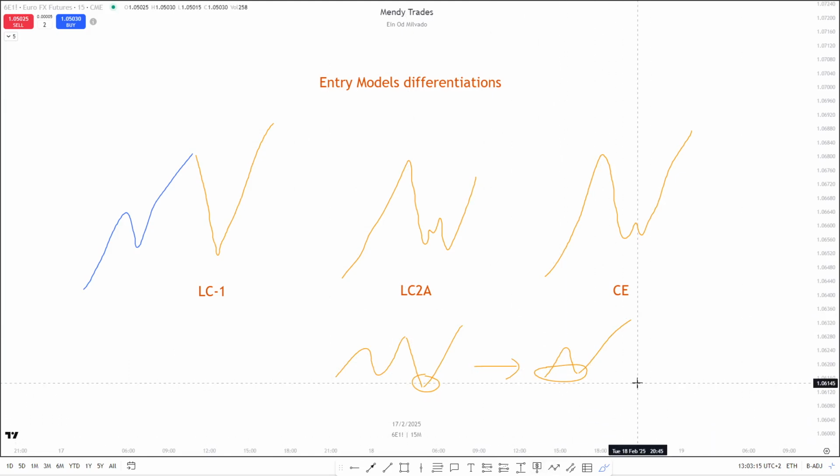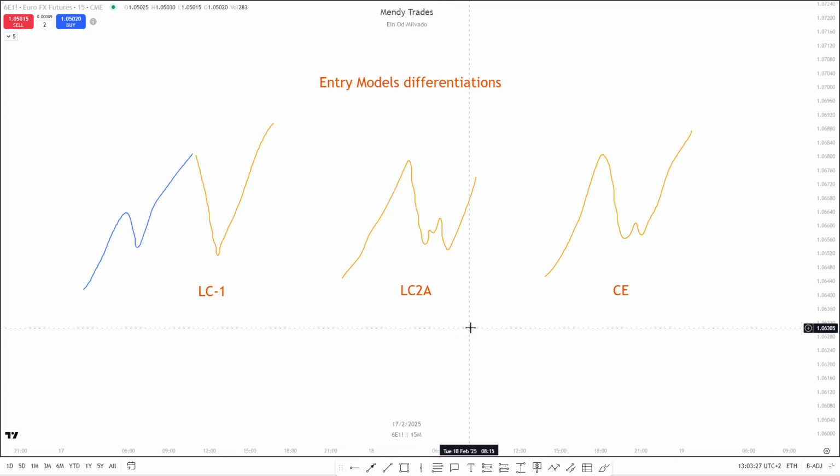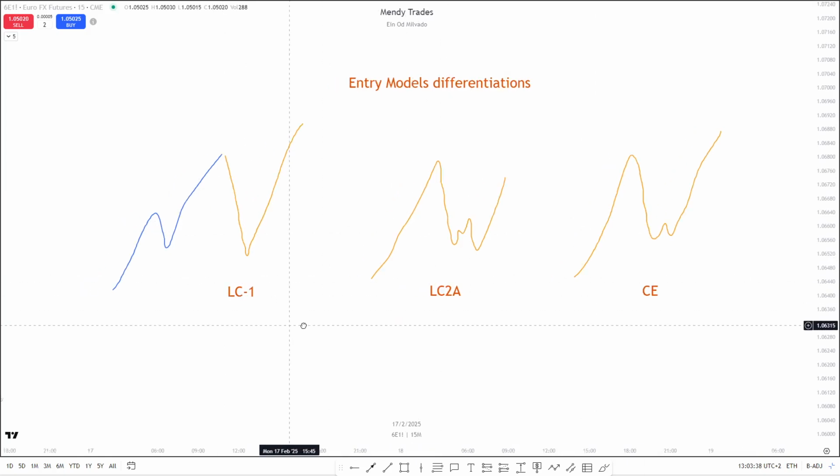So actually these two contradict one another. So what do you do? It's a very good question, and I myself use some type of discretion. You have to understand that nothing is 100% mechanical. The mechanical rules are about the entry models, but what to pick is on you.